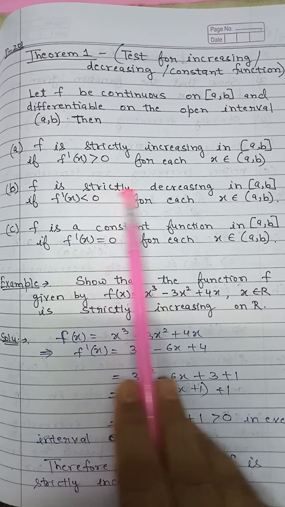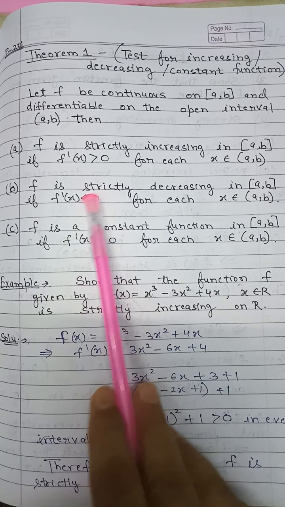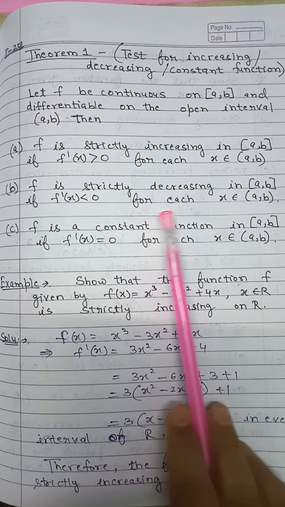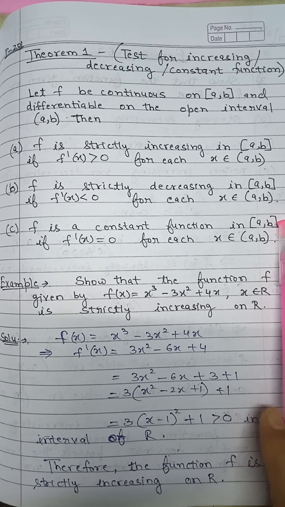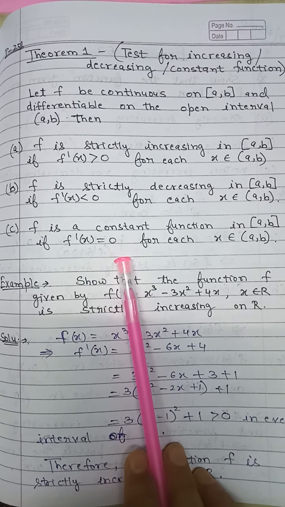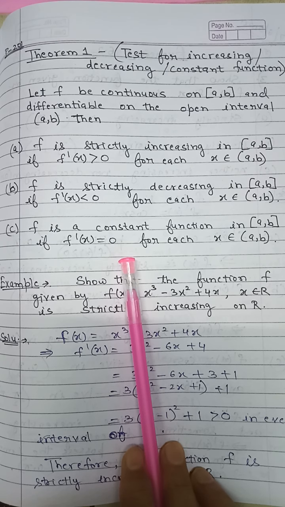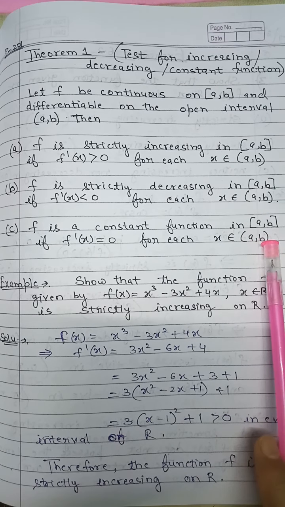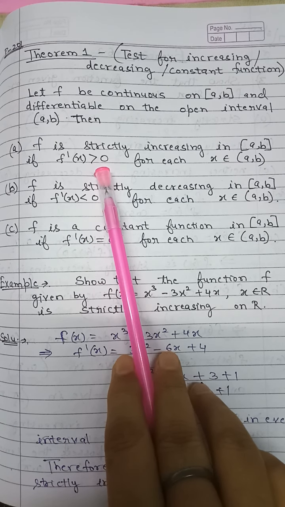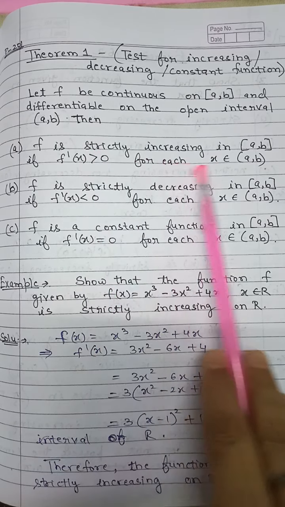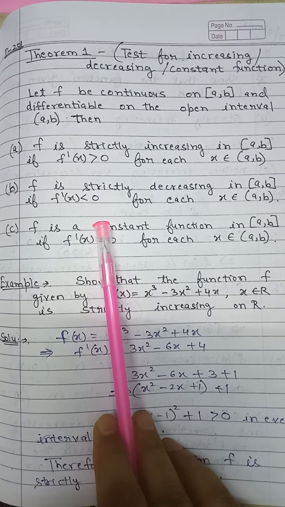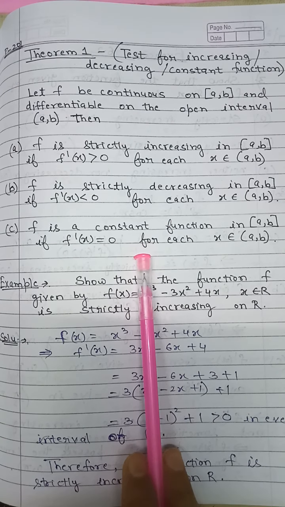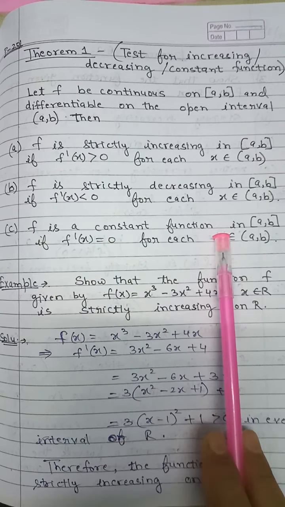When will it be strictly decreasing? When this f'(x) is less than 0, less than 0 meaning negative, for each x belonging to (a, b). And when f'(x) is equal to 0, means when the derivative is 0, then we can say that f is a constant function. Right? f'(x) greater than 0 means always positive, then the function will be strictly increasing. Less than 0 means we are getting a negative result, then strictly decreasing. And when it is equal to 0, we can easily say that it is a constant function.